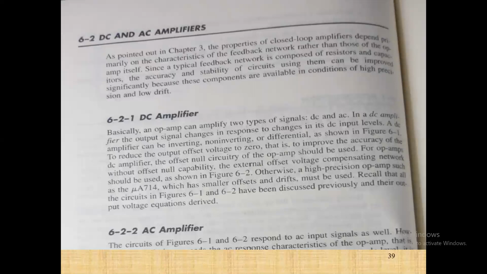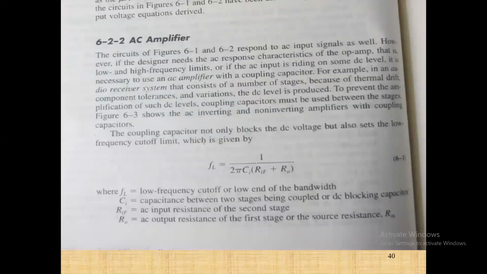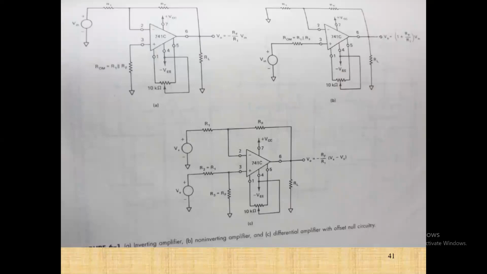So let us consider the figure corresponding to that DC amplifier, and then we'll go for the AC amplifier. So this is the DC amplifier. You can see, where is the input here? Input is given to the R1, that is for minus. So this should be the inverting amplifier, right? Here it is the non-inverting amplifier, right?